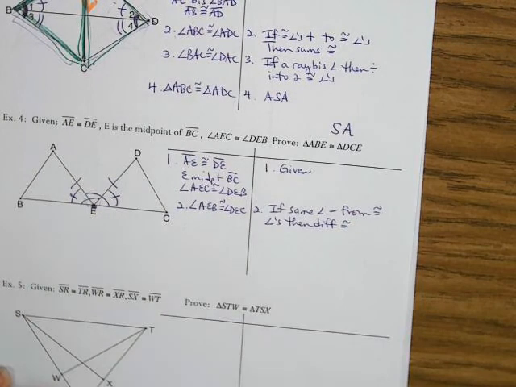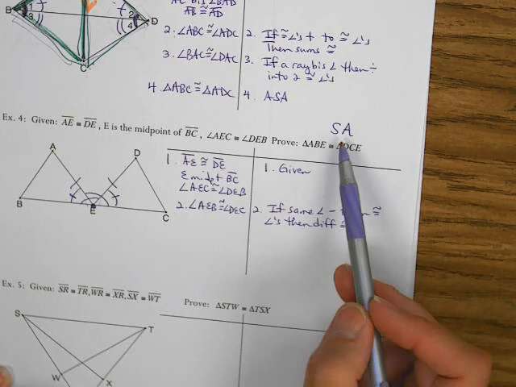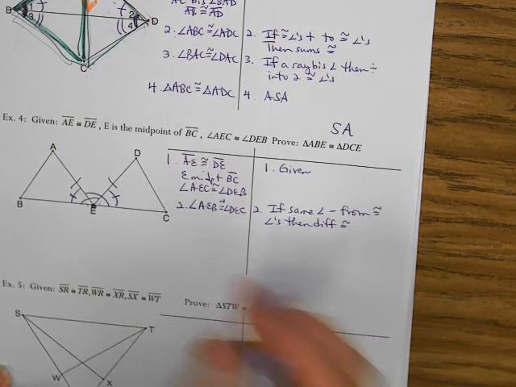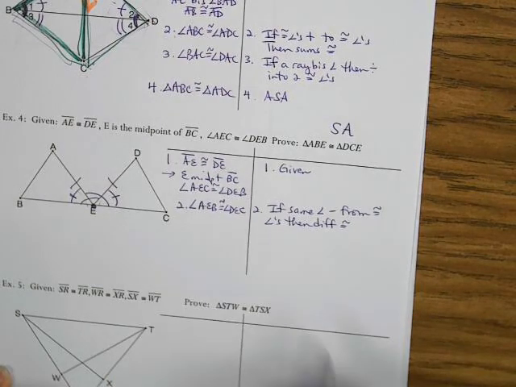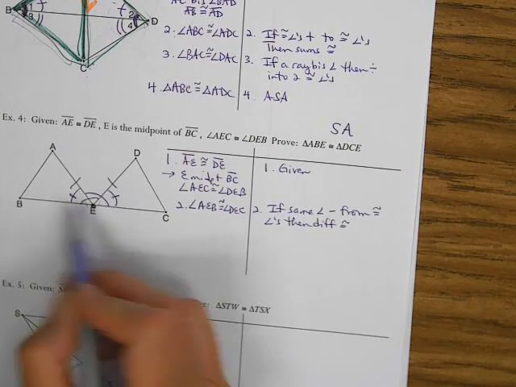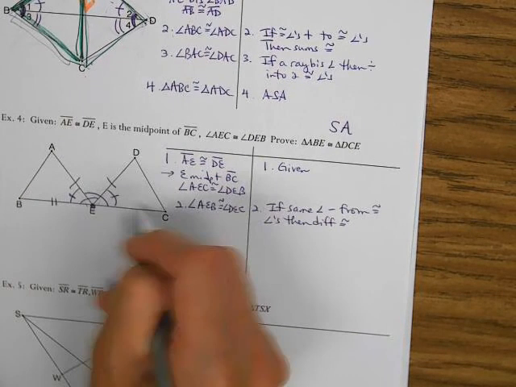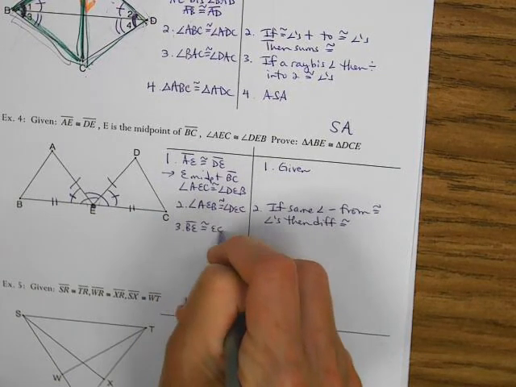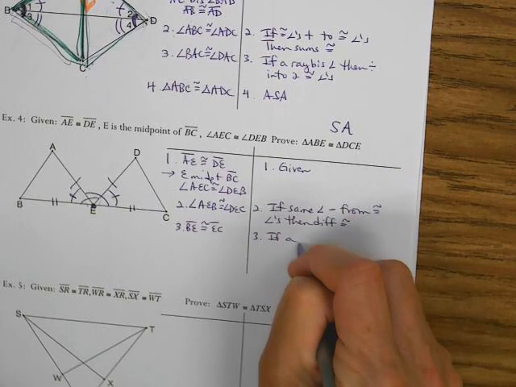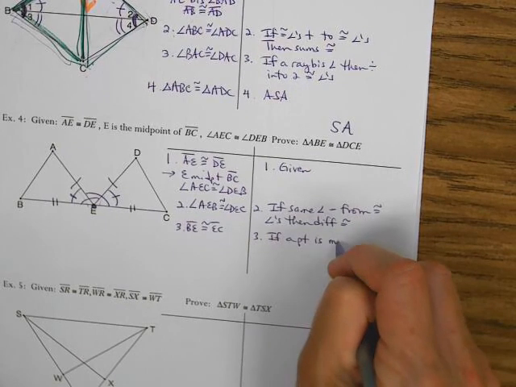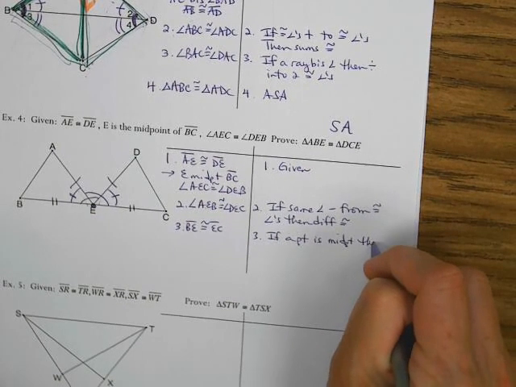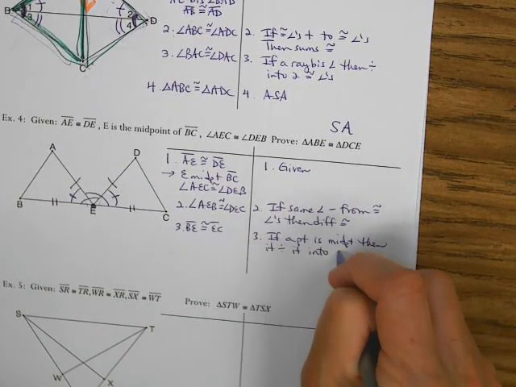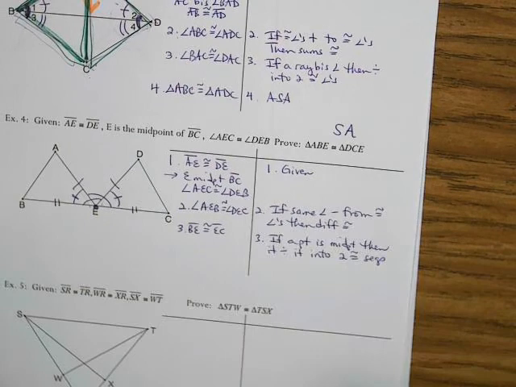So I'm going to list an angle. So again, I'm headed towards side angle side, or perhaps angle side angle. I'm looking at the given and see what I didn't use yet, and I realize I haven't used the midpoint. It's a single midpoint. If E is the midpoint of BC, I should know that BE is congruent to EC. If a point is the midpoint, then it divides it into two congruent segments.